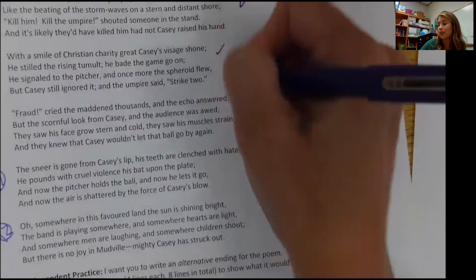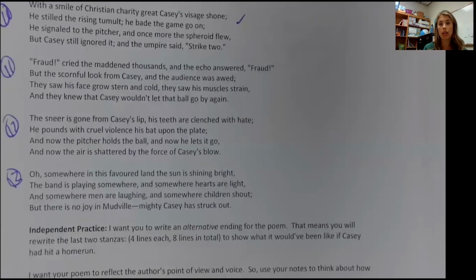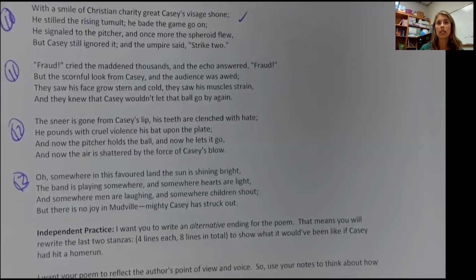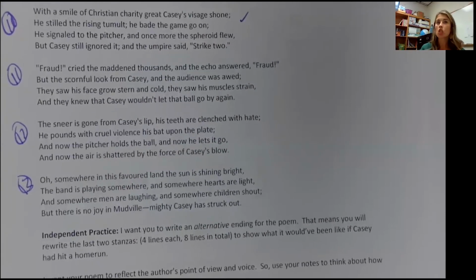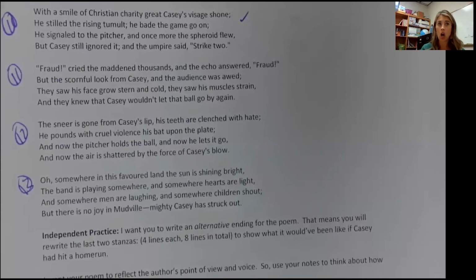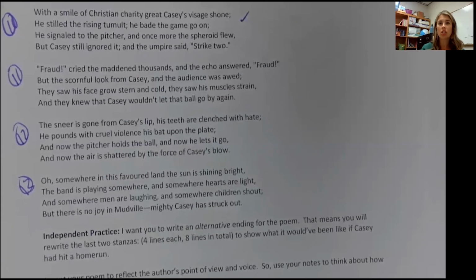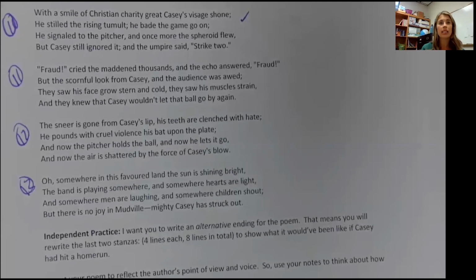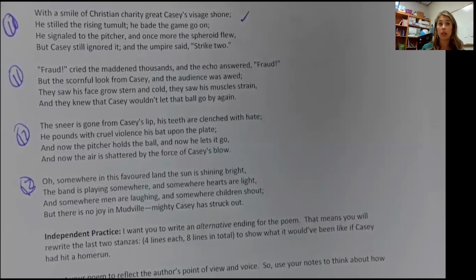I'm in stanza 11. Please follow along. "Fraud," cried the maddened thousands, and the echo answered, "fraud." But the scornful look from Casey and the audience was awed. They saw his face grow stern and cold. They saw his muscles strain, and they knew that Casey wouldn't let that ball go by again.